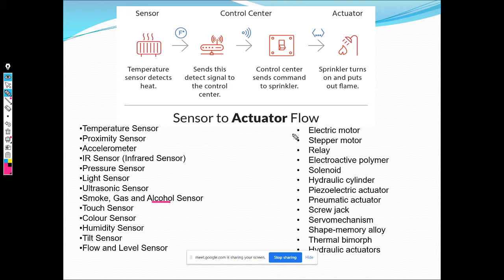Similarly, in the actuator part, you have electric motor, stepper motor, relay. These are the most widely used, especially for something that we will be working on. And there are many more. There are lots and lots of actuators, and these are all related to the mechanical side, especially in factories where you have automation, in industrial automation, so they use lots of actuators here.